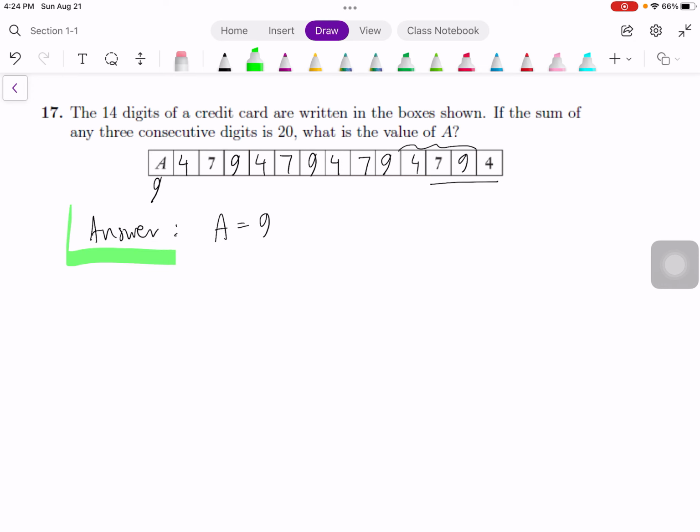Okay, and that was, I think, one of the easiest problems. And that's all for this lecture.